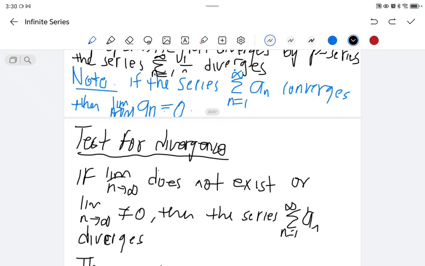So now let's look at what else. Do you have any question on p-test, guys, before we move to the next part? Any questions on p-test? Any question? So there's no question, right?